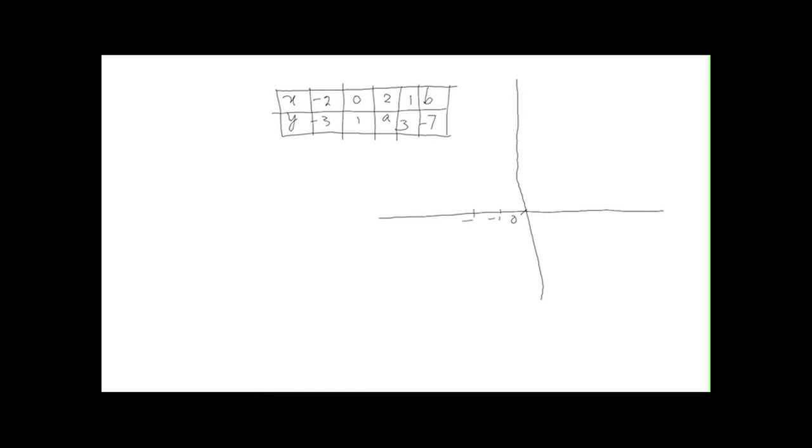Minus 1, minus 2, minus 3. So minus 3, minus 2 will come here, right? Yes, ma'am. This is 0, then 1, 2, 3, 4, 5, 6, 7. So 0, 1 will come here. Correct?